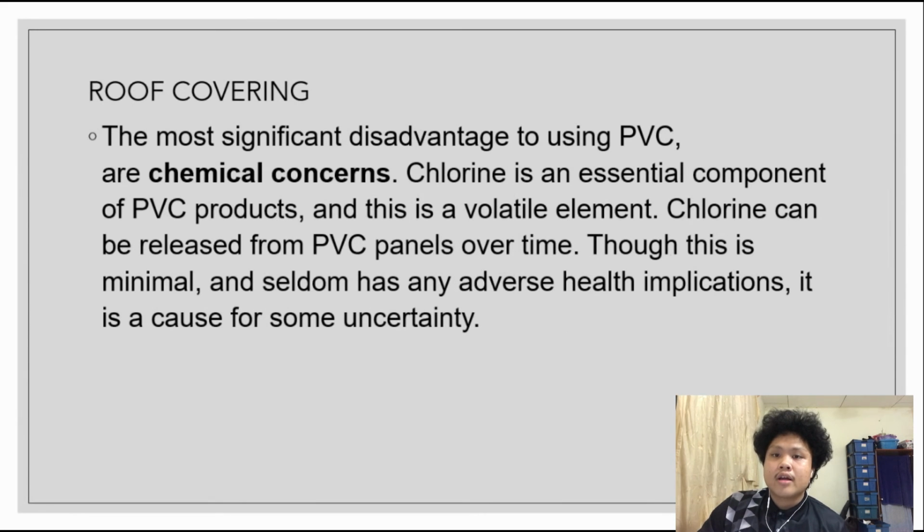For the roof covering, the most significant disadvantage of using PVC is chemical concerns. Chlorine is an essential component of PVC products, and this is a volatile element. Chlorine can be released from PVC panels over time, though this is minimal and seldom has any adverse health implication. It is a cause for some uncertainty.